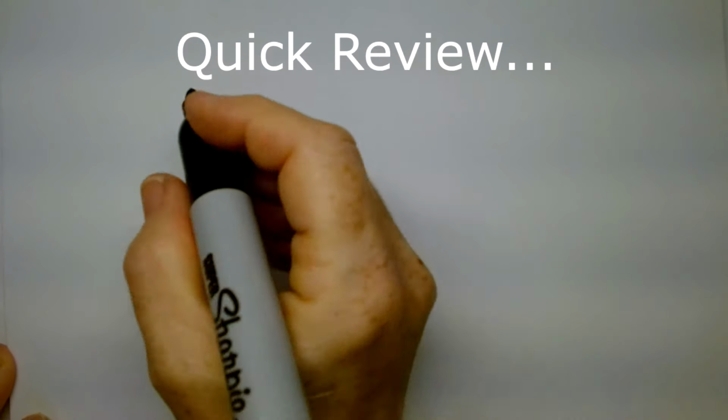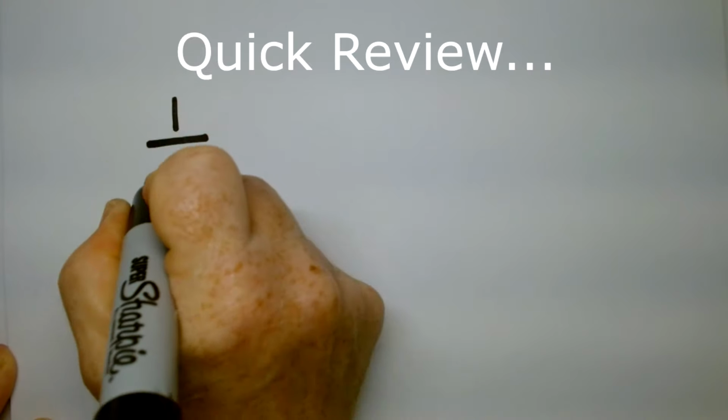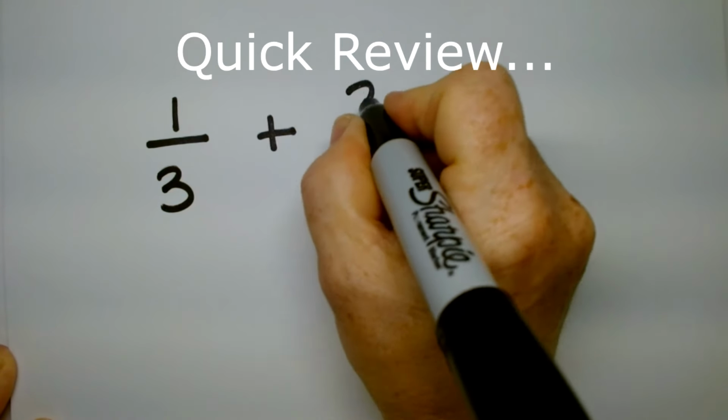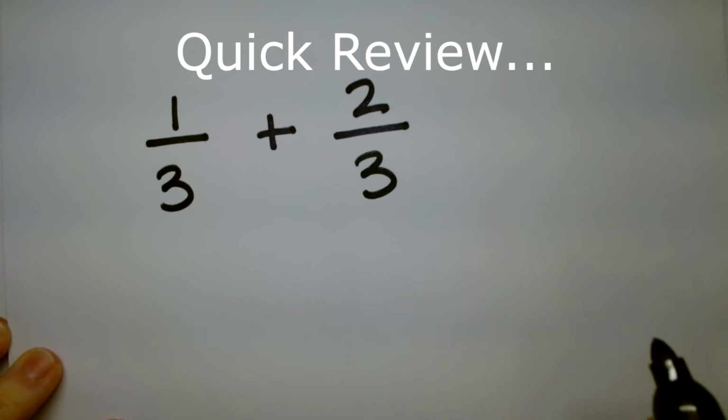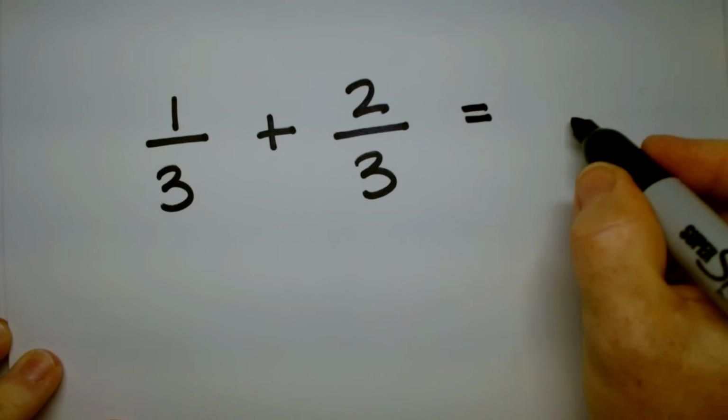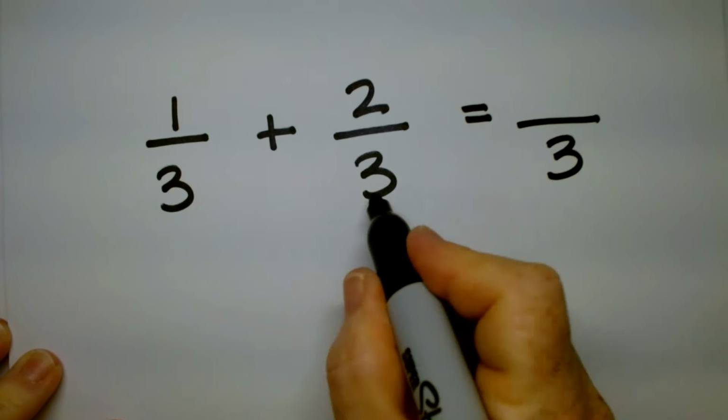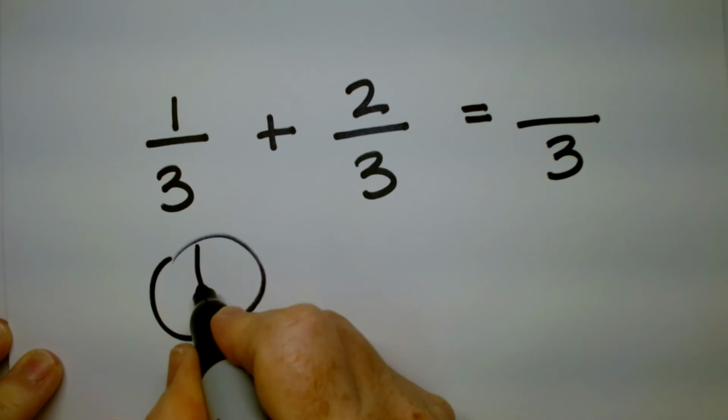To add fractions with different denominators, I'm going to take you down to my desk. Let's go. Okay, so if I said 1/3 plus 2/3, do the bottoms match? Yes, they do. So what that means is I am simply going to bring this over. We don't add the bottoms because that wouldn't make any sense.